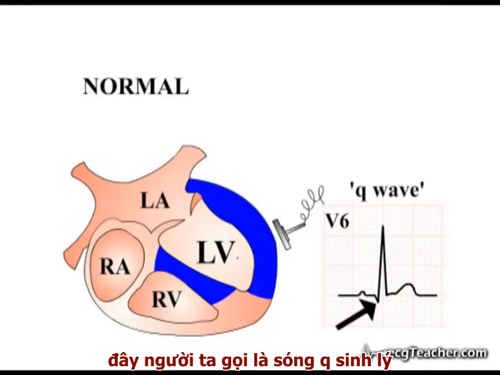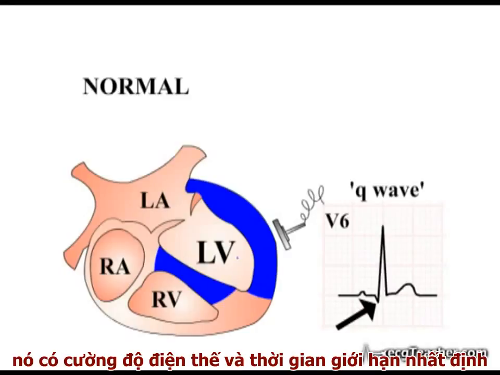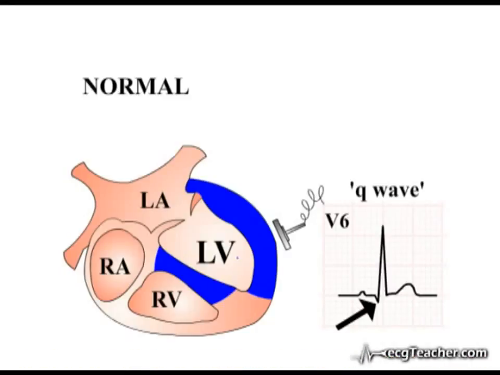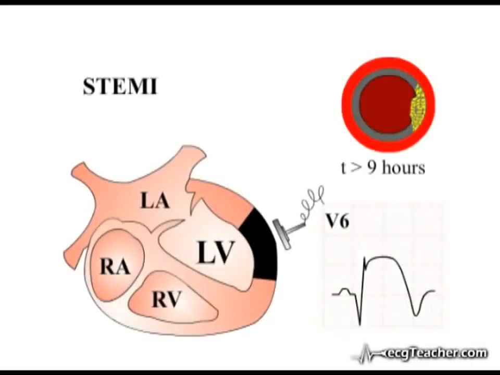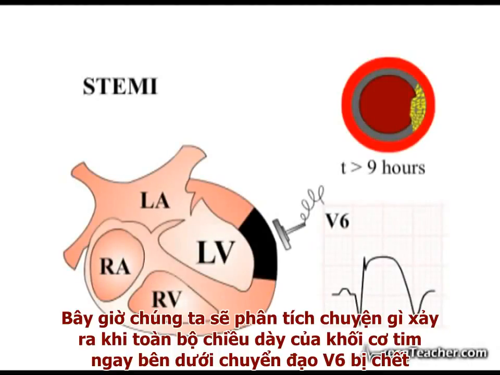This is a physiological Q wave. It is limited in magnitude and duration. We will now examine what happens when the full thickness of myocardium under lead V6 is dead.